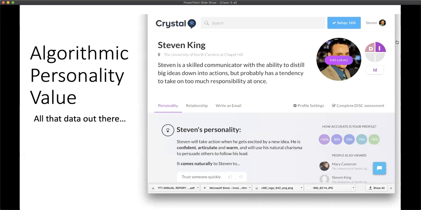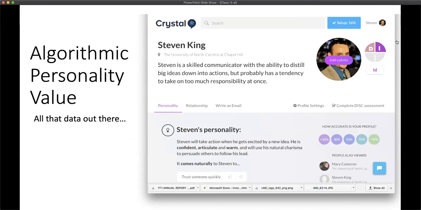Another thing that's happening, especially in business and in recruiting and HR, is algorithmic personality tests based on data that is publicly available. So this sentence was natural language processing generated from machine learning based on a bunch of previous candidates with similar interests to mine. Stephen is a skilled communicator with the ability to distill big ideas down into actions, but probably has a tendency to take on too much responsibility at one time.